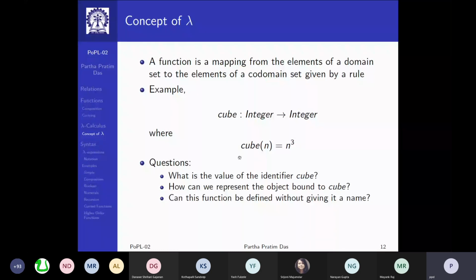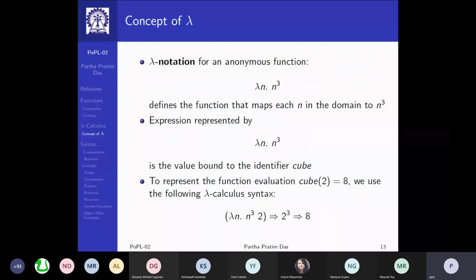So the question is, since I could call cube by any name, obviously I can ask what if I do not give it a name? Then the name really doesn't matter. What matters is the object that the name associates with, which is the computation that you do. That brings us to the domain of what are called anonymous functions, or the basics of lambda notation, where we write lambda n.